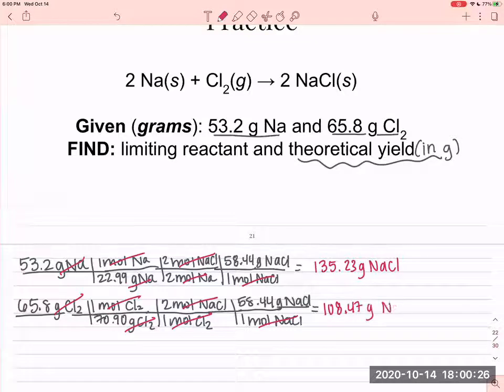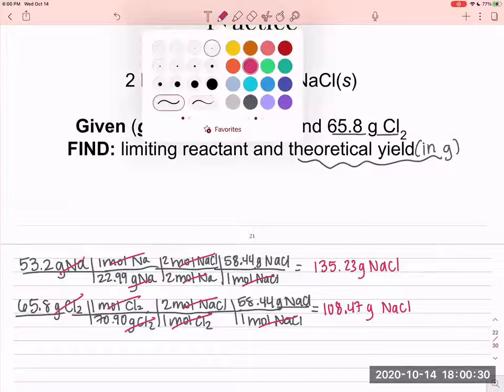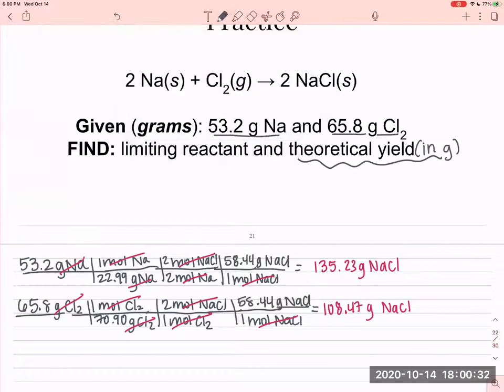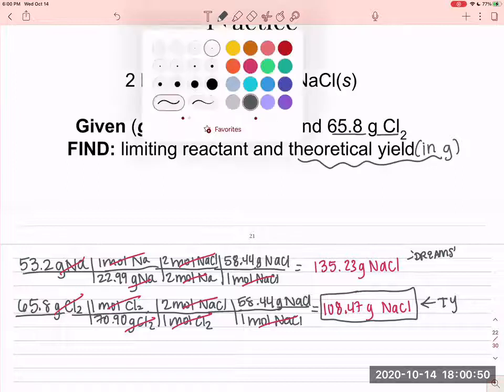108.47 grams of NaCl. I can't add these. I can't divide them. I can't subtract them. One of them is my theoretical yield and the other is my dreams. The smaller is my theoretical yield, and the other is my dreams. I can dream about 135 grams, but after I make 108.47 grams, I run out of chlorine, and I can't make sodium chloride without chlorine.